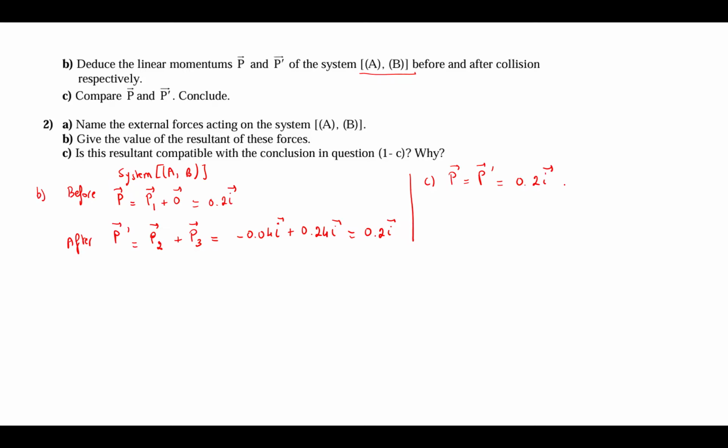Conclude, so the linear momentum, this means that the linear momentum of the system is conserved during the collision.